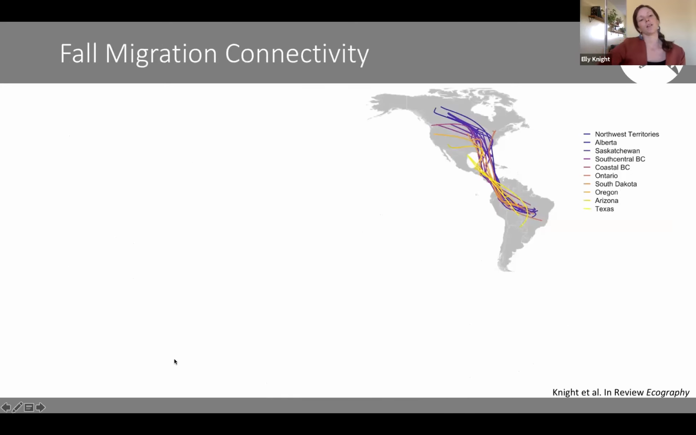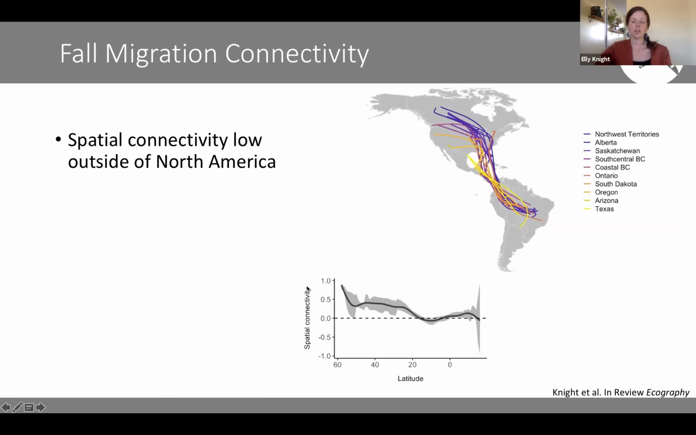Because we had sparse and sporadic sampling, that's why we used movement modeling to get a mean predicted migration path for each individual. And here's what that looks like for fall migration. When we run connectivity profiles on these migration routes, we see that because this species is essentially using a common fall migration route after convening along the Mississippi Flyway, there's low spatial connectivity outside of North America during fall migration.